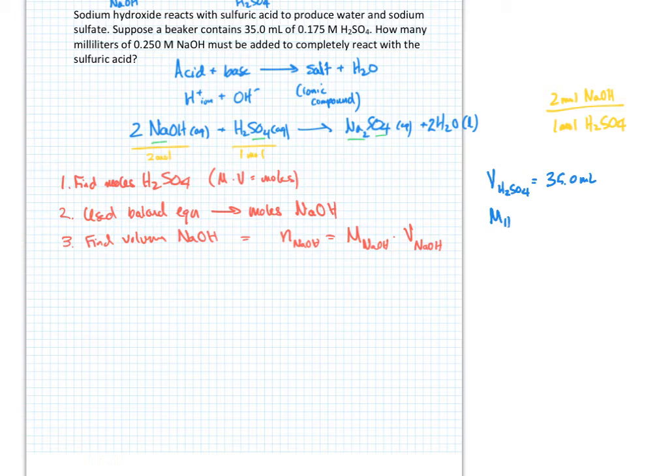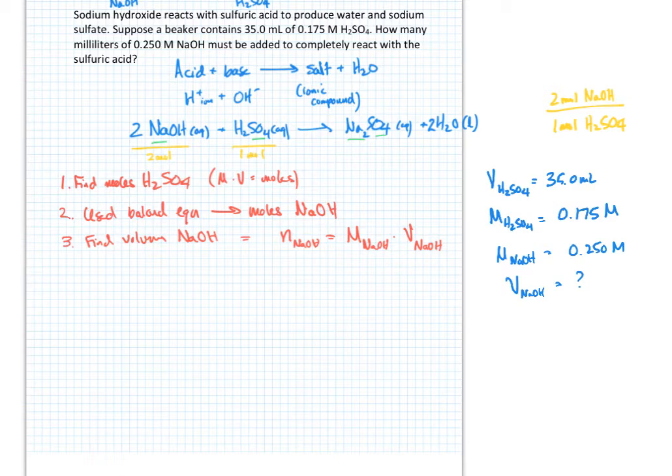My molarity of H2SO4 is equal to 0.175 molar. My molarity of NaOH is equal to 0.250 molar. And my volume of NaOH is what I'm looking for.